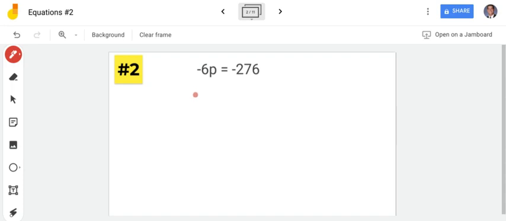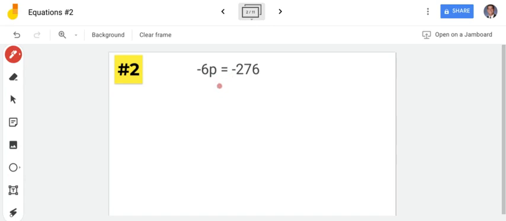So I know I'm going to divide both sides by some number. Now the question is, what number am I going to divide both sides by? Some of you may say 6, and you would be wrong. 6 is not what I'm going to divide both sides by. What number is in front of p? It's not 6. It is negative 6. Do you see the negative sign in front of the 6? That tells you it is negative 6. And so I'm going to divide both sides of this equation by negative 6.